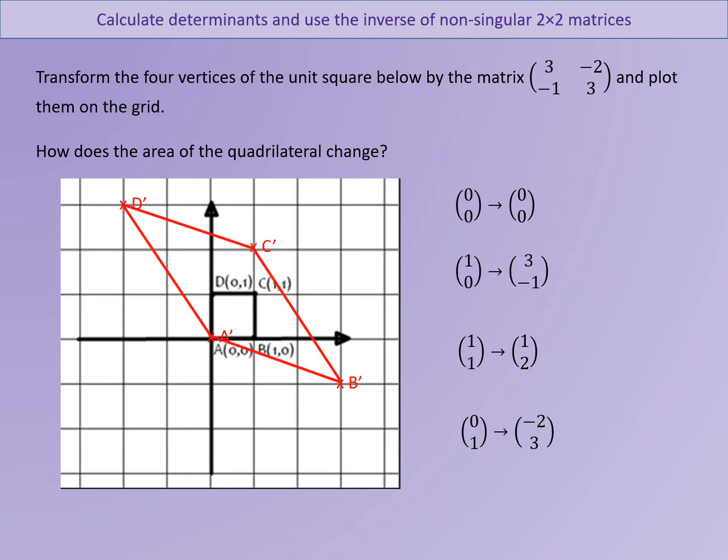So we can join those up and we can see that we get a quadrilateral, but the area is different from the quadrilateral originally, the square originally. So we can actually say that the new area is 7 times larger than the old area. So the area of that new shape is 7. We're going to look at how we could have told that by looking at the matrix of the transformation.